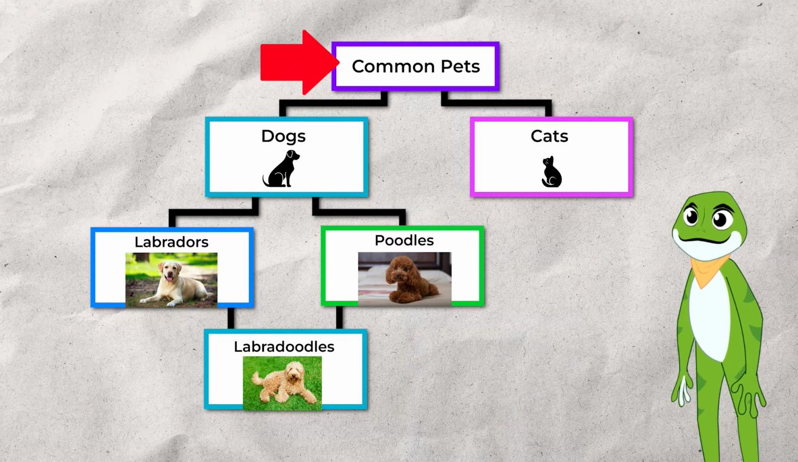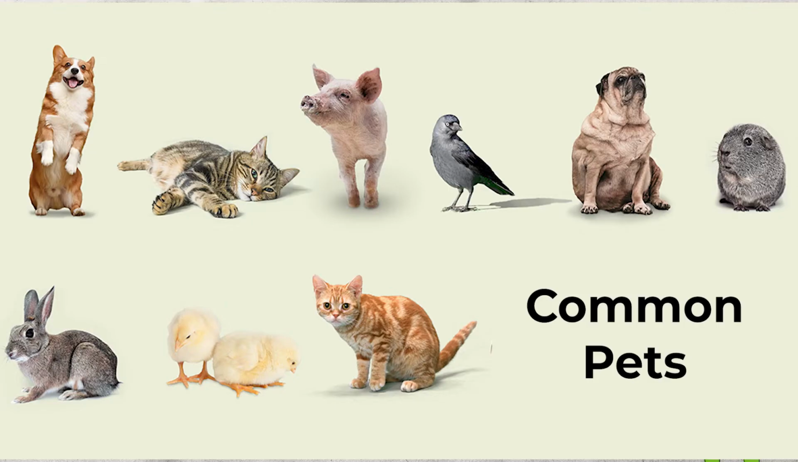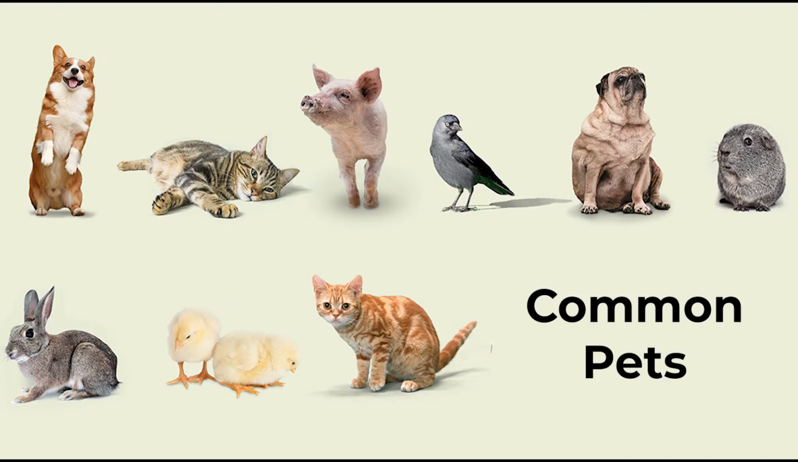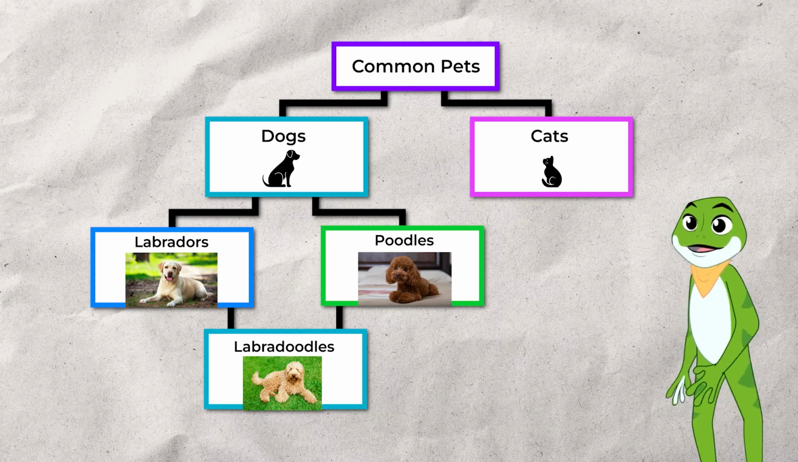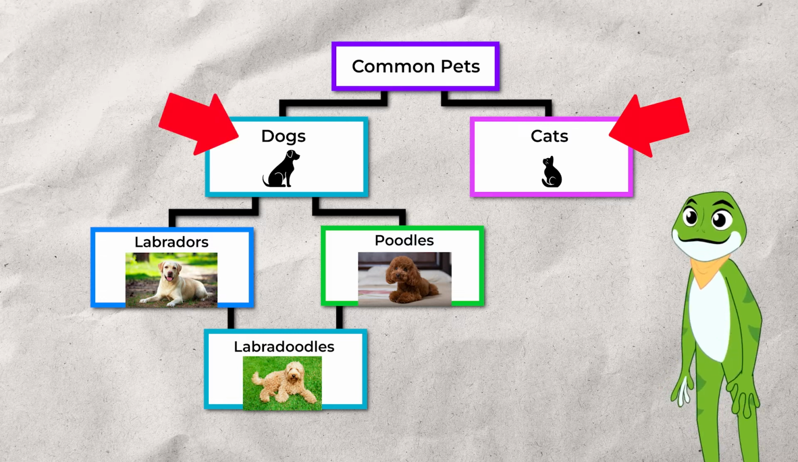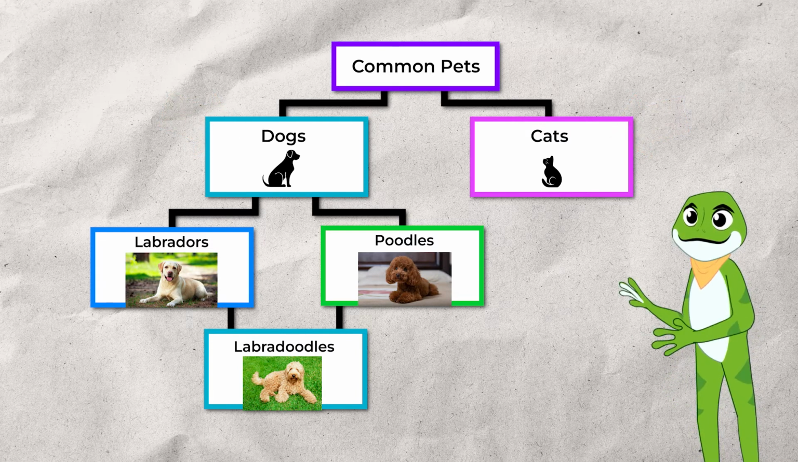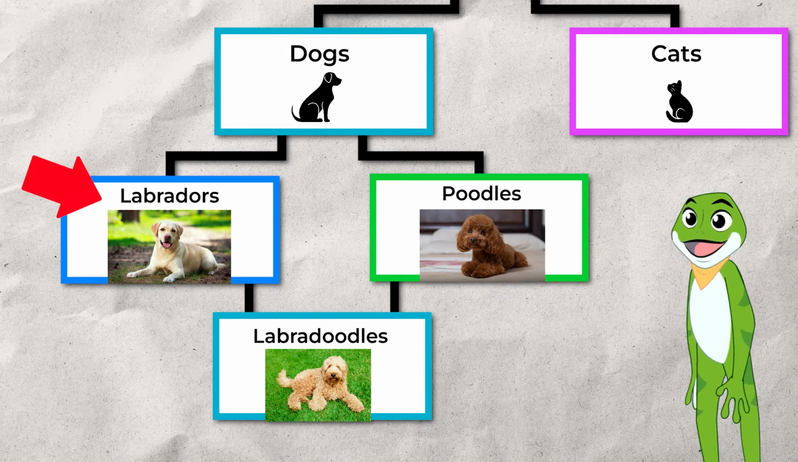At the top, you have common pets. Lots of animals fall into this category. But then, we can start sorting all common pets into smaller groups, like cats and dogs. Then, if we zoom in on dogs, we can begin sorting them into groups. Two different groups of dogs are Labradors and Poodles.